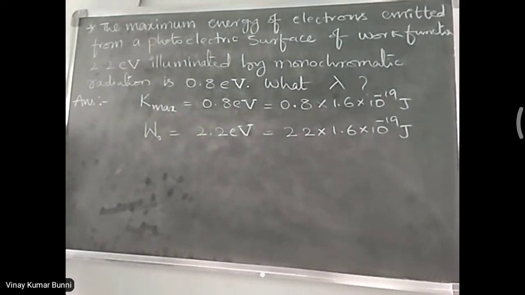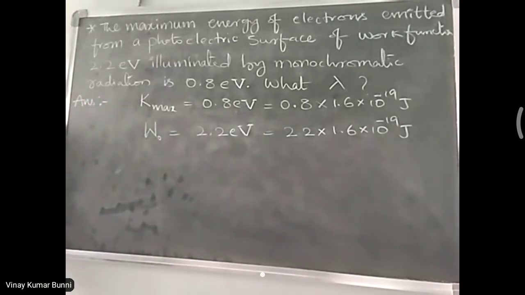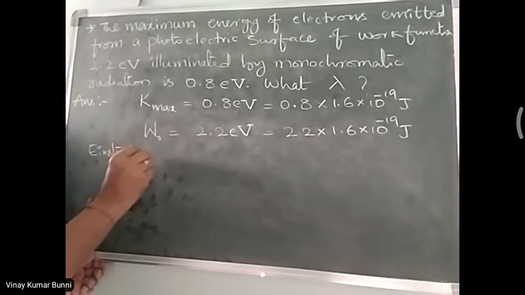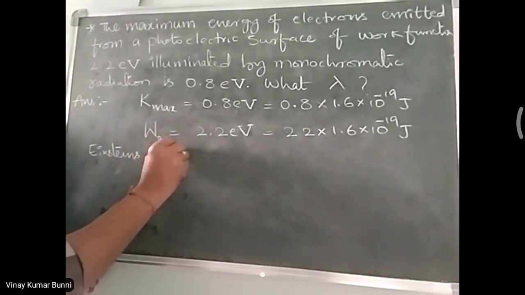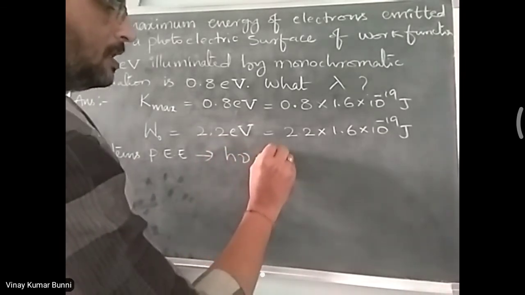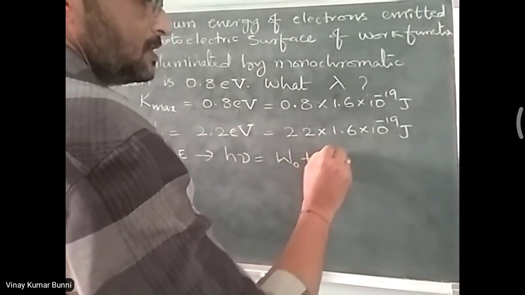Now you know the work function value and you know the kinetic energy value. And what is our aim? To get the lambda value, we have to establish that relation, Einstein's photoelectric equation. According to Einstein's photoelectric equation, h nu equal to W naught, the work function, plus kinetic energy, which is K max.